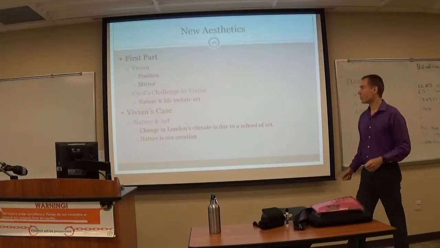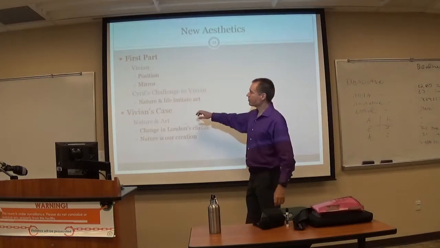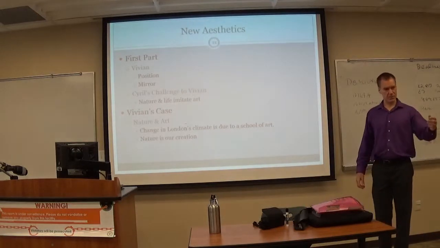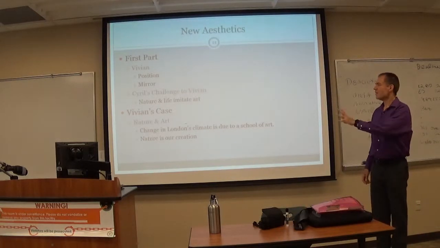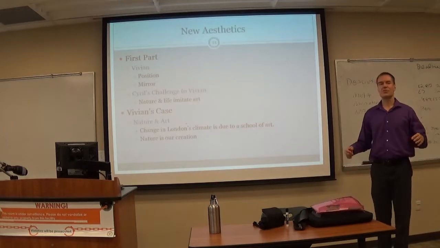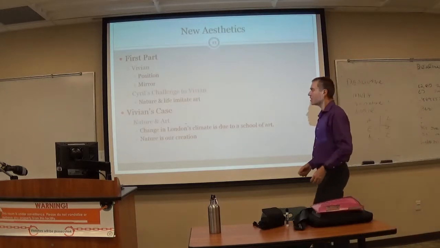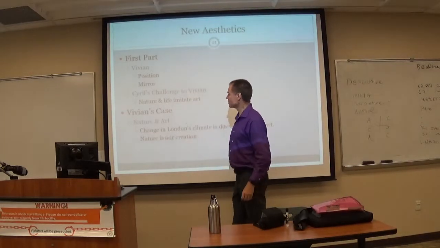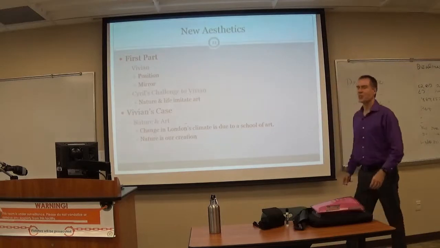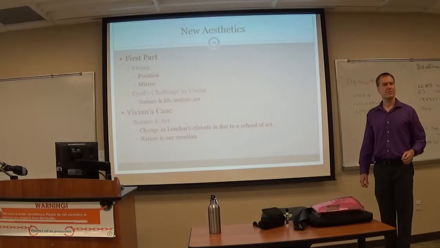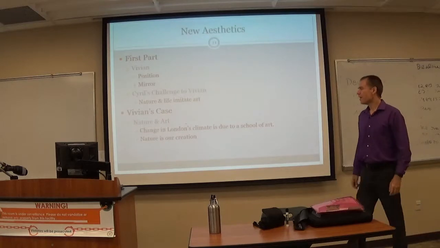imitates art. And so the character of Cyril lays out a challenge to the character of Vivian. The challenge is this: Vivian has to show that nature and life imitate art. He's got to make a case for this. And so what Vivian does is endeavor to do this, to show that it is not art imitating life, but the reverse. So what he does is this.